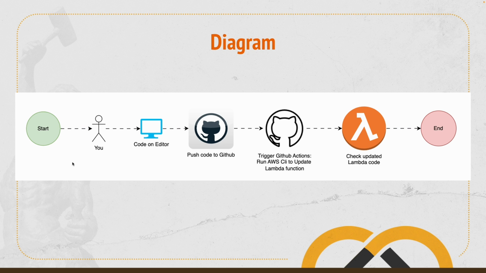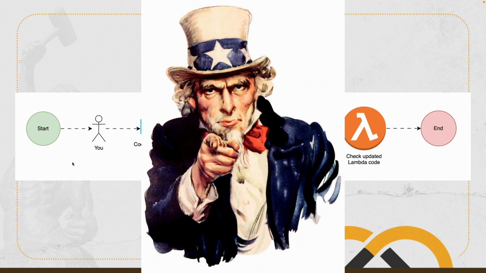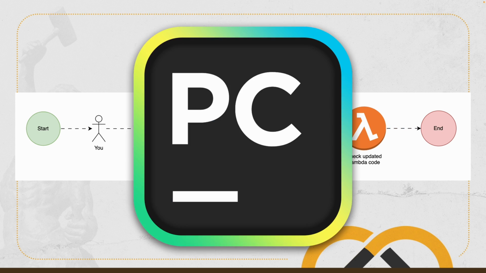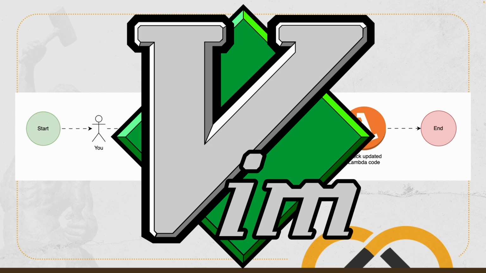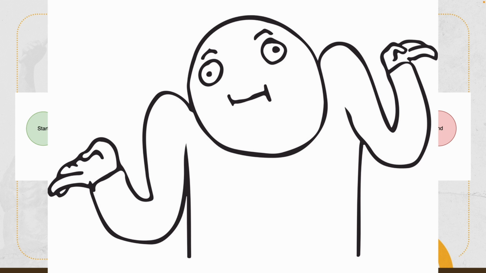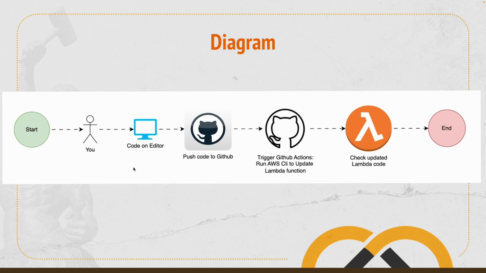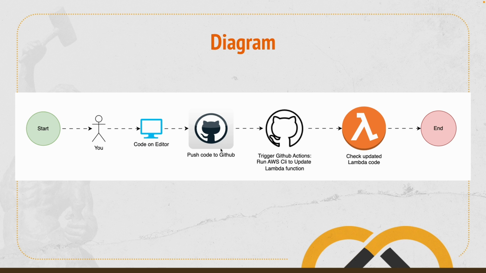So let's imagine that you write the code on your computer using your favorite IDE. PyCharm, VS Code, Vim, whatever, it's up to you. So let's suppose that you write the code on your favorite IDE. Once you finish the changes, you push the code to GitHub.